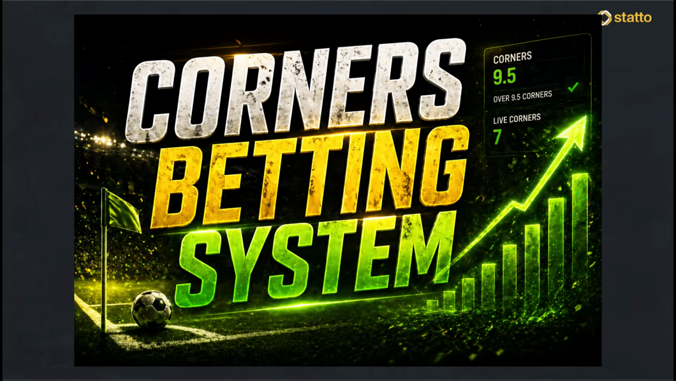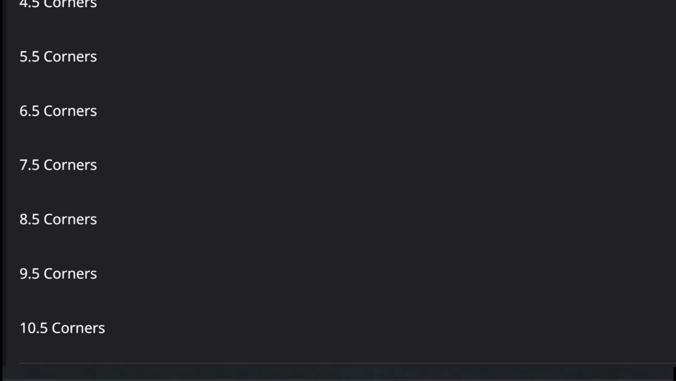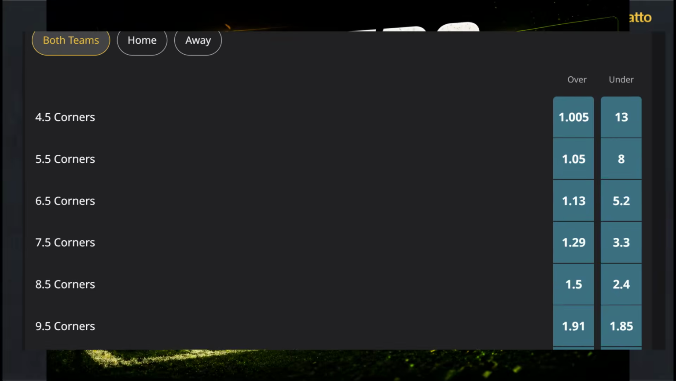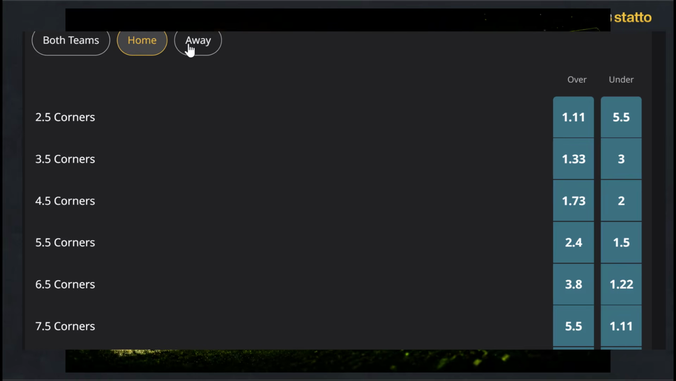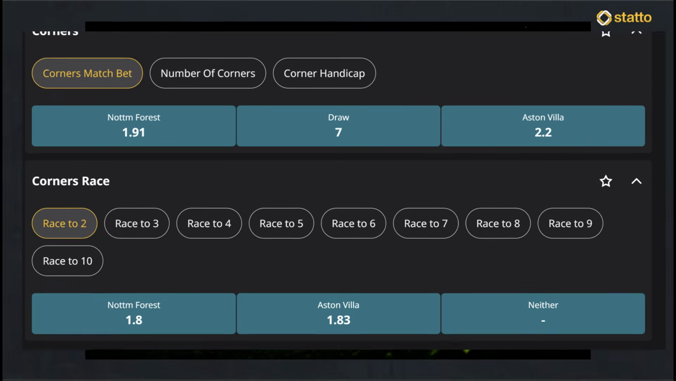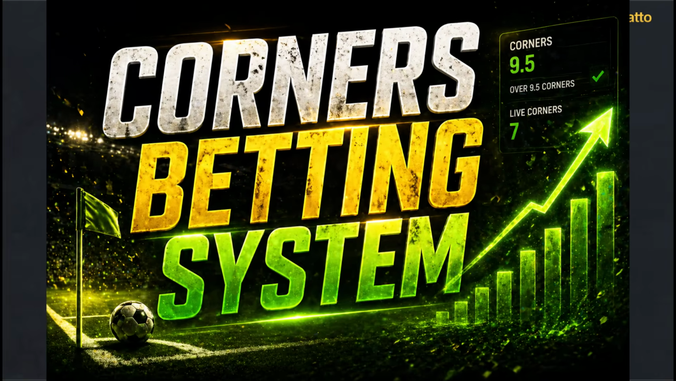Not many look at the corners markets for systems, so the fact you are doing this shows you are already well ahead of the curve. Anyway, what you'll see here is a structured way to approach those matches where corners don't just creep over the line, they fly past it. We'll go through this step by step, including how to find the right matches, how to structure your bets, and what to look for in real match situations.